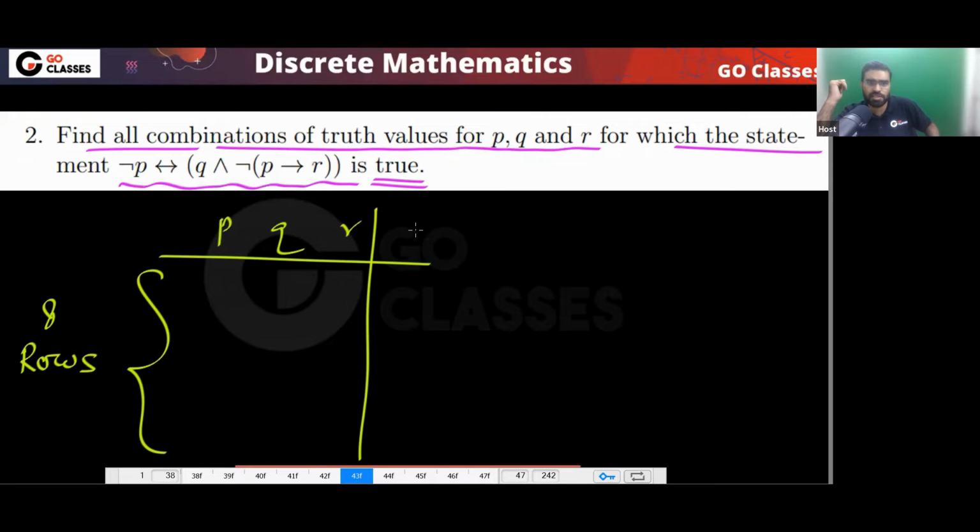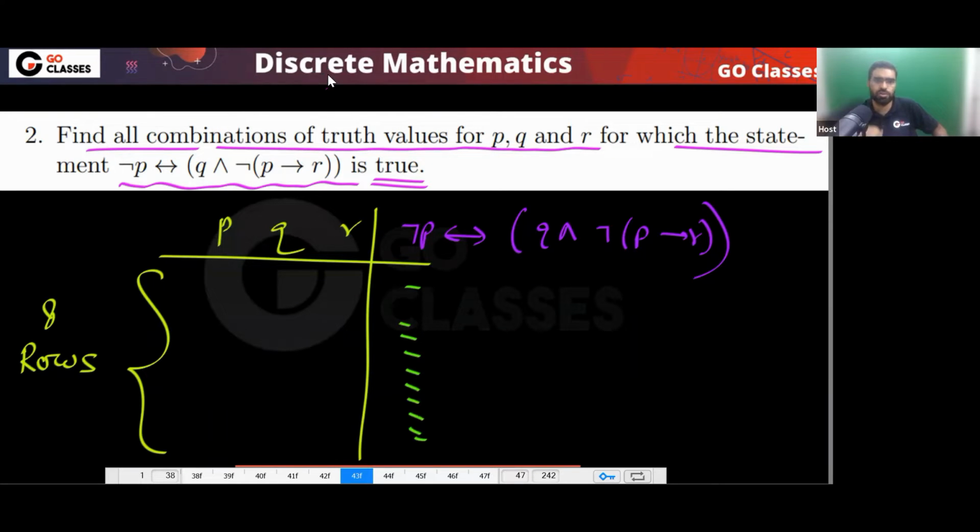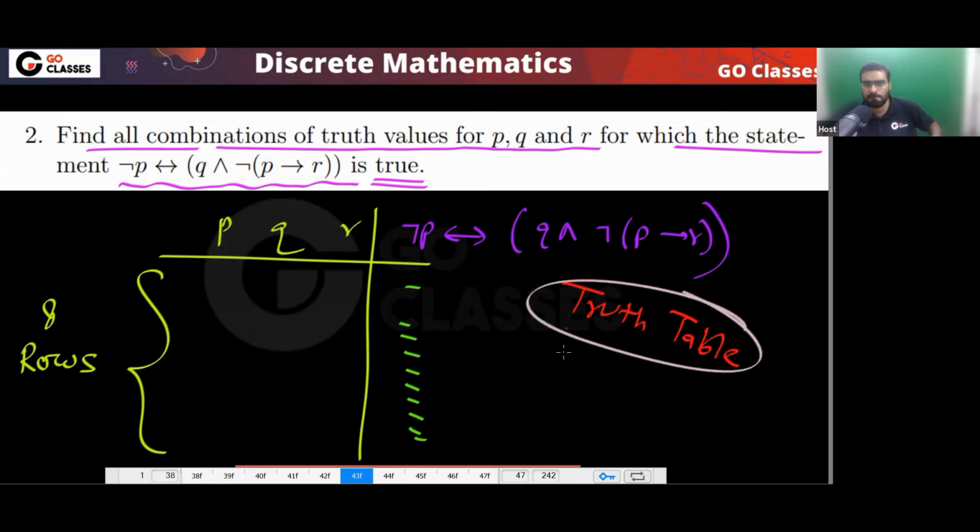Then you will calculate this expression for each row. So this is going to take a lot of time. This truth table method is a dumb method. This is inefficient. Whenever you are solving using a truth table, it is inefficient.